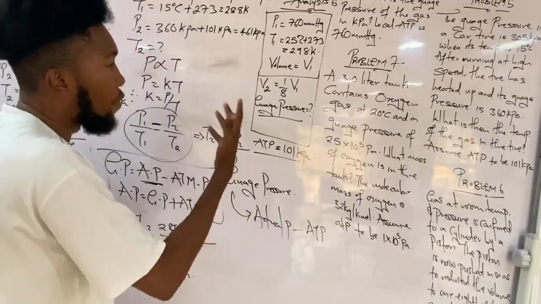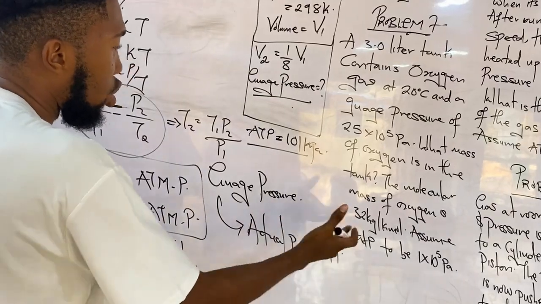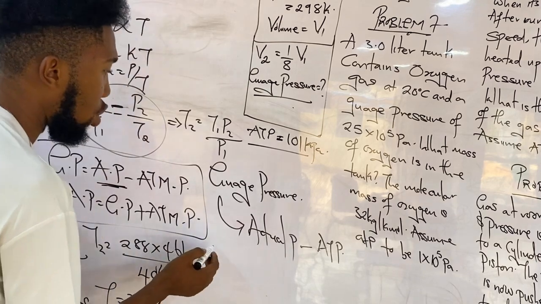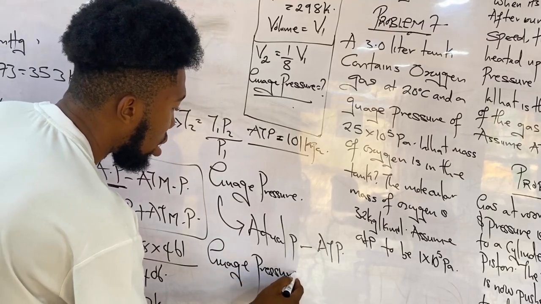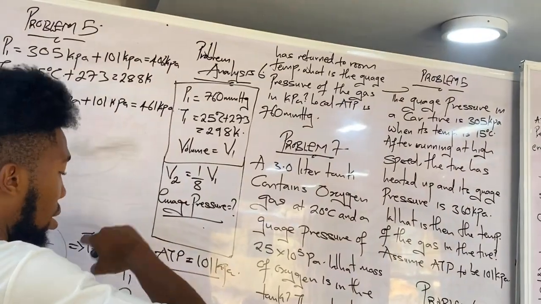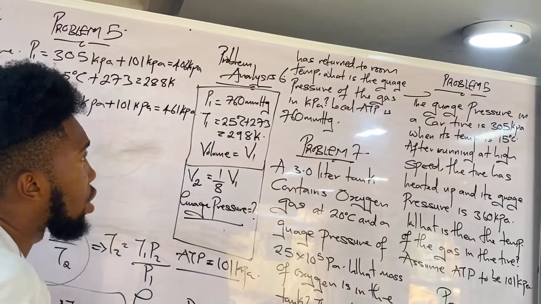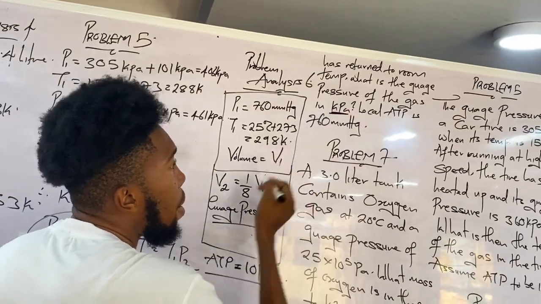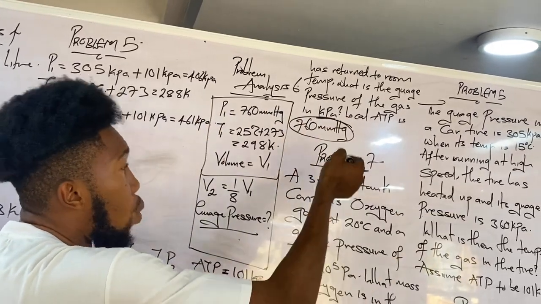How do we go about solving this kind of question? All you need to do here is calculate your gauge pressure, which is obvious already. The gauge pressure is going to be the actual pressure minus the atmospheric pressure. It depends on whether you want to work in millimeter mercury or in kilopascal, and they said we should work in kilopascal. I already know that 760 millimeter mercury converts to 101 kilopascal. It's standard.